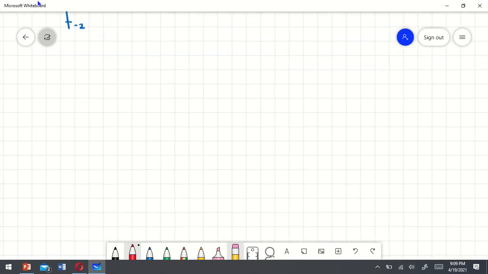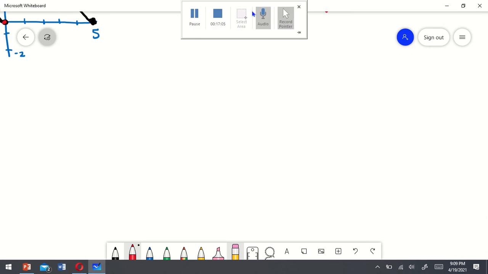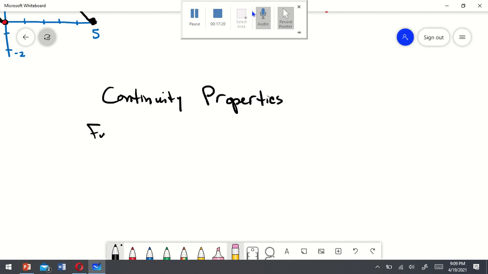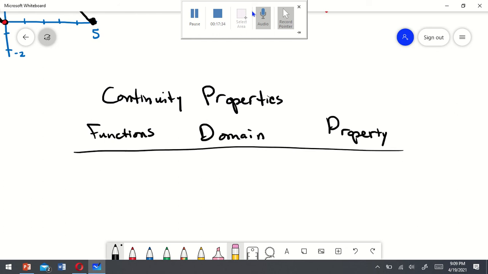The final piece I want to leave you with in this video for section 3 is just a quick summary of some continuity properties. So there are some common types of functions where we already have discussed what their domains look like, but now we can actually talk about a property having to do with areas where it's continuous or not.